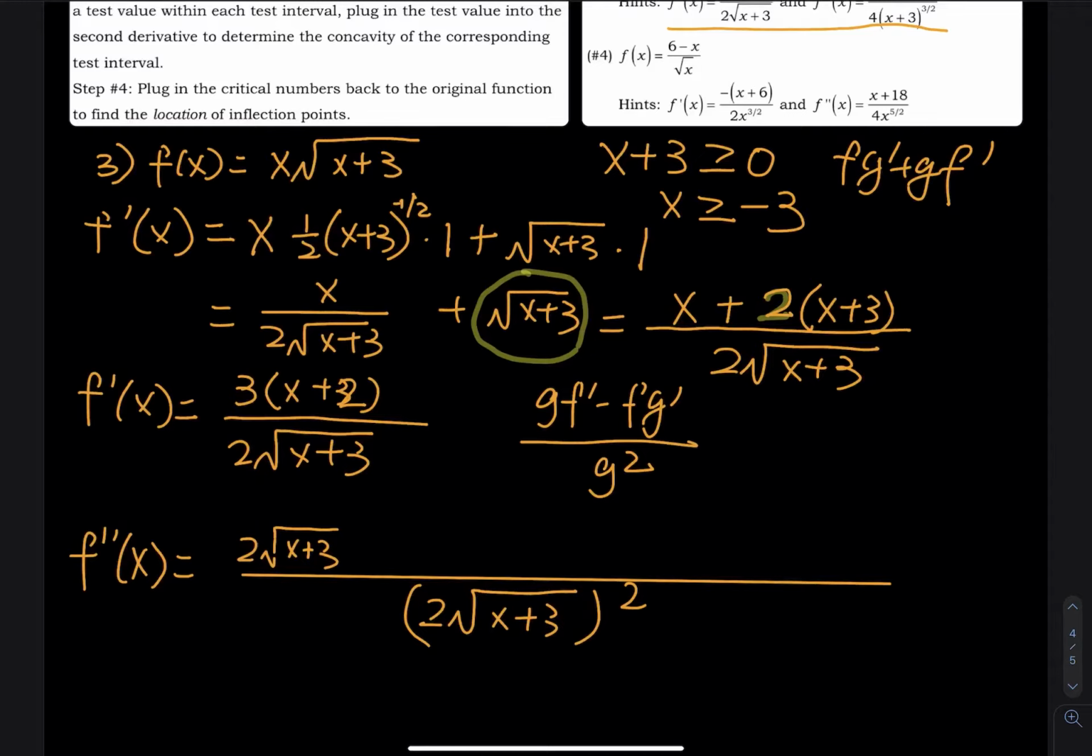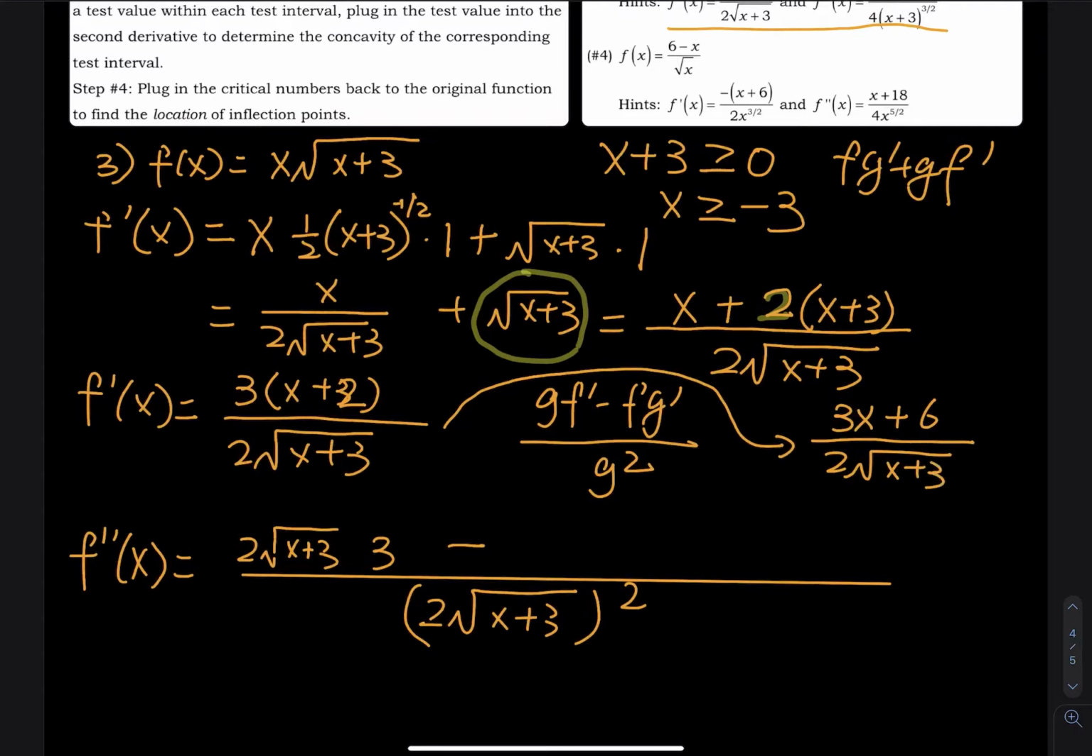The top, 3x, you can do 3 times x plus 2 or 3x plus 6. So the derivative of the top is just a 3, right? And then a minus f, which is this one, the f prime of x, you can prepare one more for yourself. The top, you either factor out the 3 or you don't factor out the 3, divided by 2 times the square root of x plus 3.